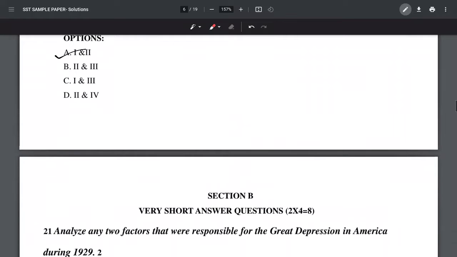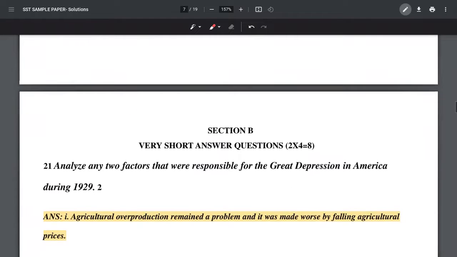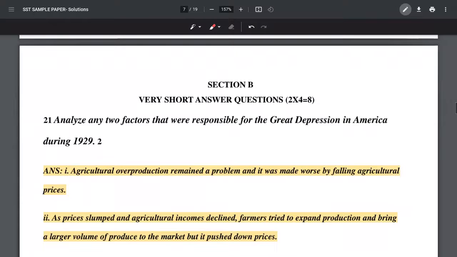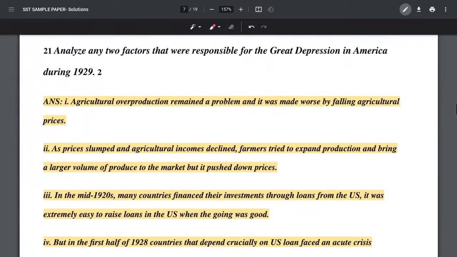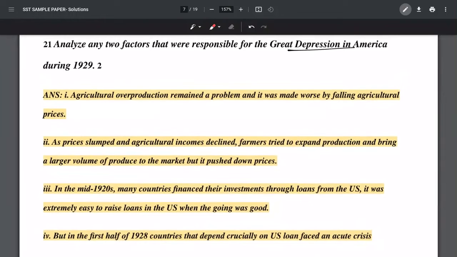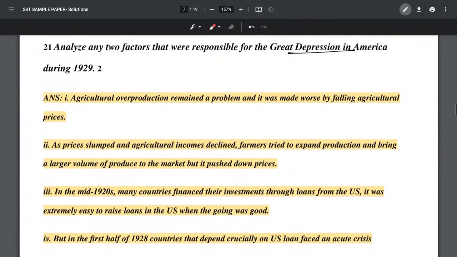Let's move towards our long answers now. Okay, short answers. Analyze two factors that were responsible for the Great Depression in America during 1929. So we have to tell any two such factors. I have written four factors here. You can remember any of them and write it, because it's 2 marks only. So you can remember any two out of these and answer. Okay, look over here.